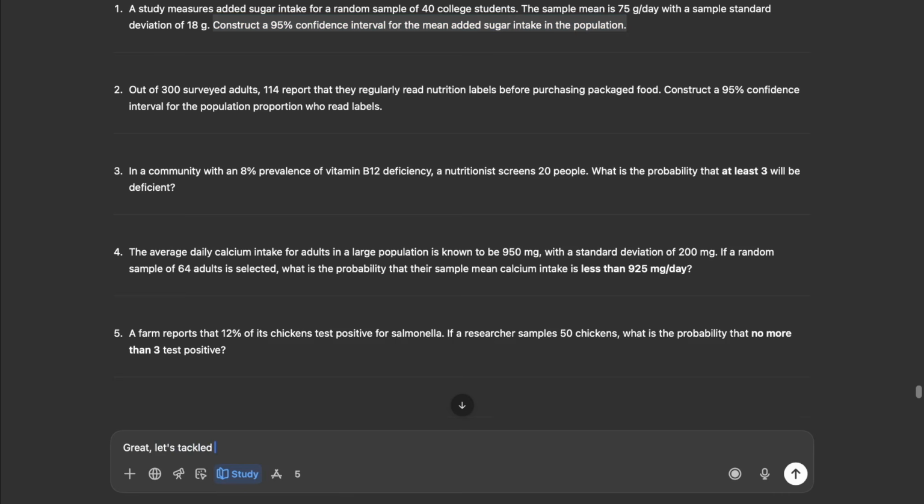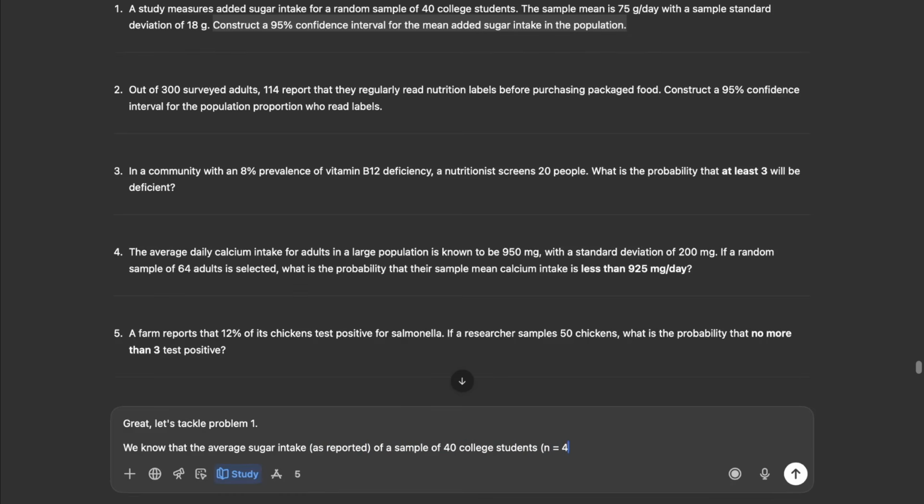Great, let's tackle problem 1. So we know that the average sugar intake as reported, because that's what actually matters here, of a sample of 40 college students, N equals 40, is 75 g per day plus or minus 18 g per day. Good. This is simple stuff, pretty self-explanatory.